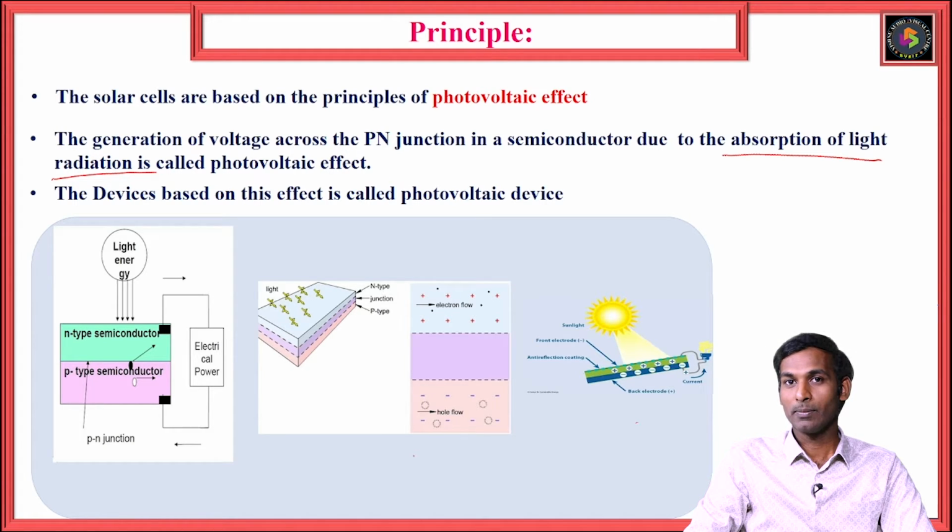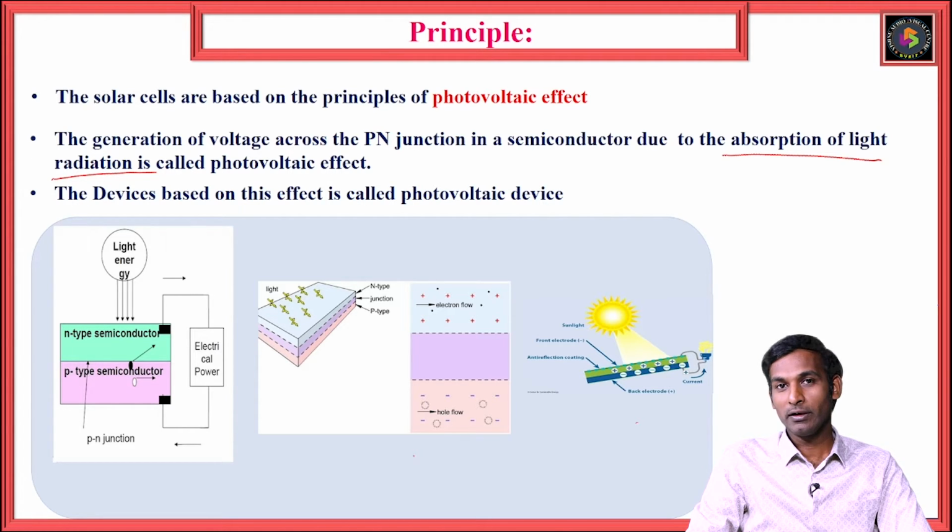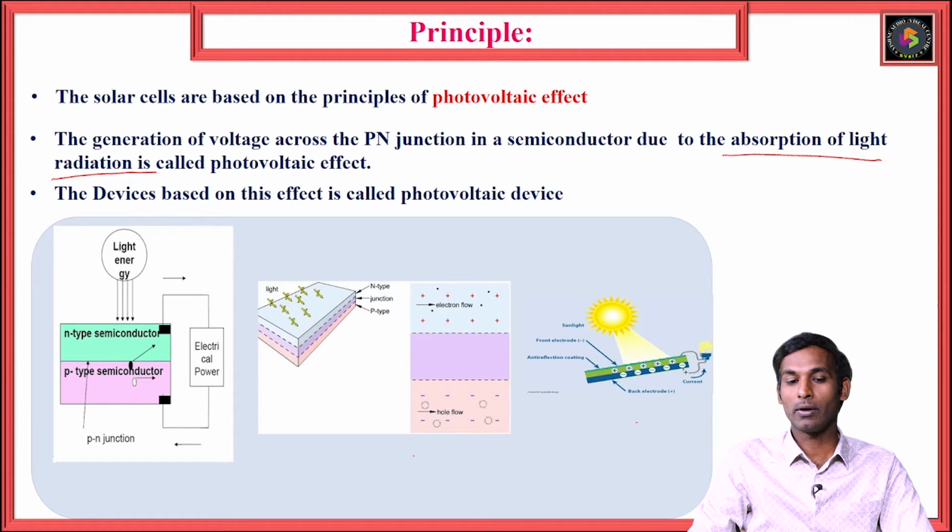In the photovoltaic effect, we are talking about two components sandwiched together, forming a PN junction diode. That's why it is said to be the generation of voltage across the PN junction in a semiconductor due to the absorption of light radiation, called the photovoltaic effect. That is the principle of the solar cell. The principle of the solar cell is the photovoltaic effect.